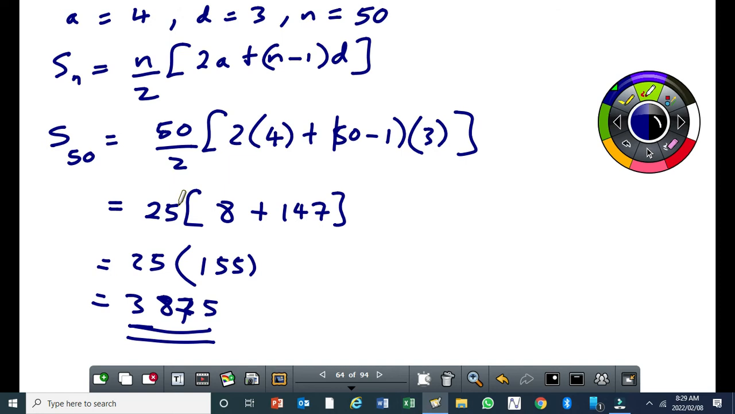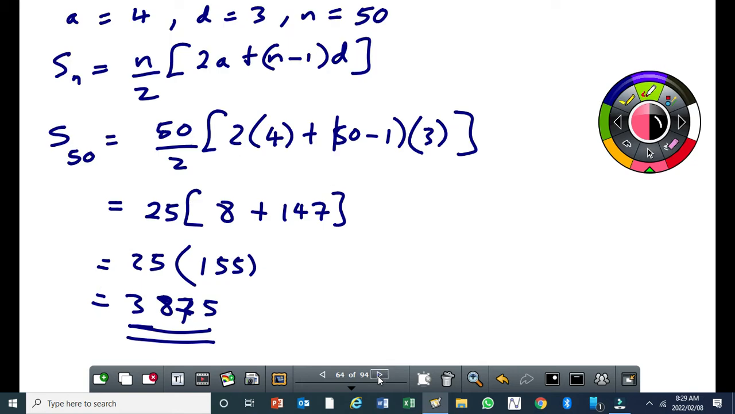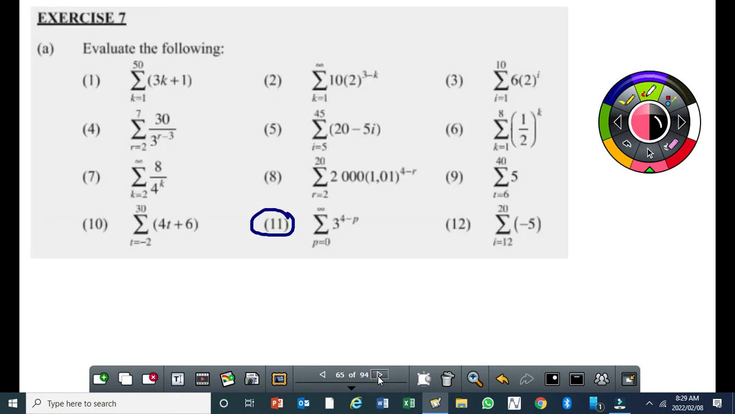So the next question is question 6. Now I'm sure you can see that for question 6, the exponent here is k. K is an exponent. Therefore, we are dealing with a geometric series. That's a geometric series. So it's sigma from k equal to 1 of a half. Let me go to a new page and do it from here.